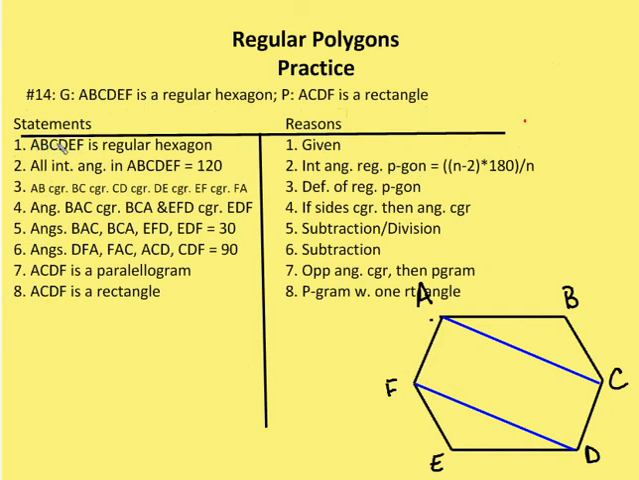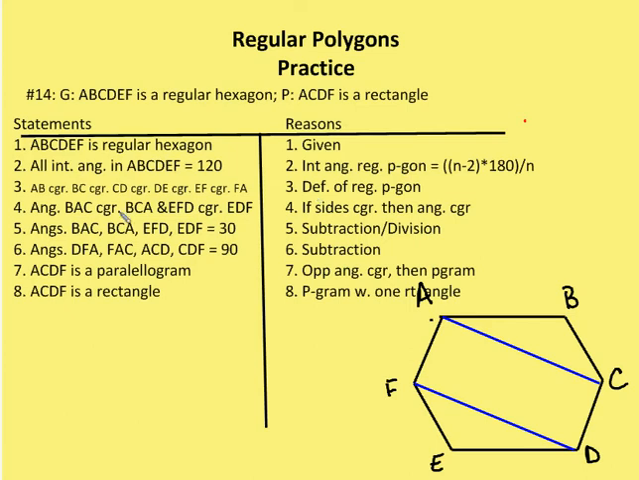I say that ABCDEF is a regular hexagon. That's given. I know that all the interior angles in ABCDEF are equal to 120 degrees. The interior angle measure of a regular polygon is equal to n minus 2 times 180 divided by n. We figured that was 120 degrees. Then I'm going to say that the sides are all congruent. AB is congruent to BC, is congruent to CD, DE, EF, and FA. That's the definition of a regular polygon. All the sides will be congruent.